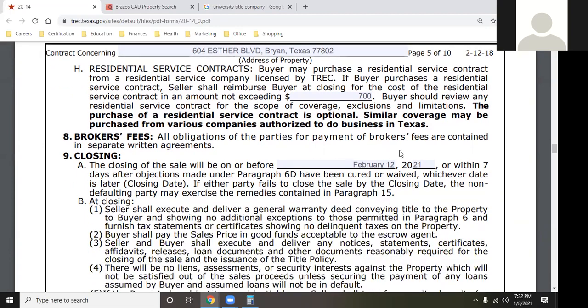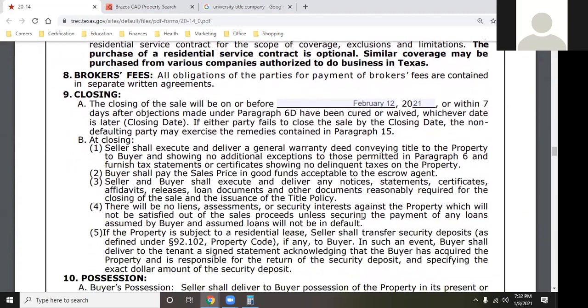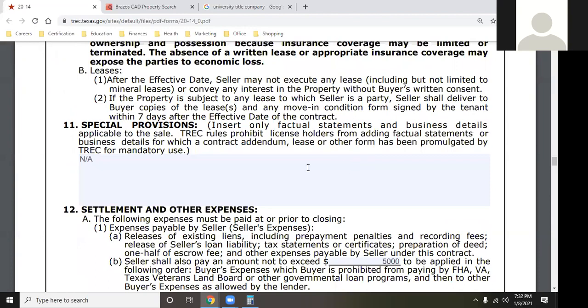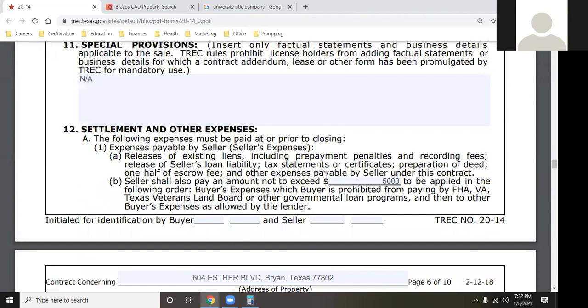Are you good with this closing date? Yep. Okay. Good with that. You good with closing and funding that he takes possession? Yep. Okay. Nothing here. How do you feel about this $5,000 that he wants? That's crazy. That's crazy? Yeah.